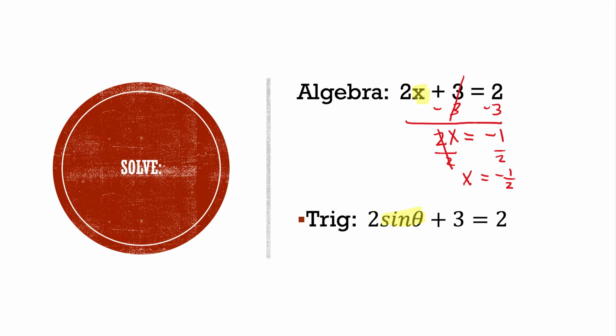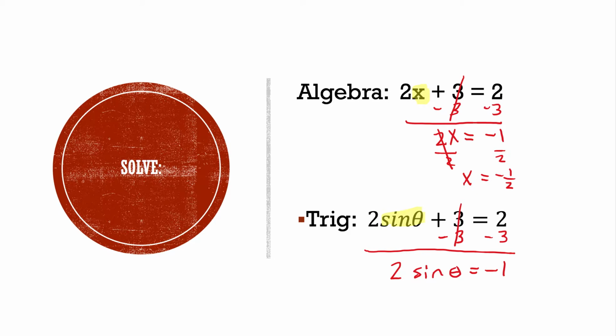So the first thing I want to do is subtract the 3, because my goal is to get that variable, that sine theta, by itself. So we'll do exactly what we did in the algebra equation. The 3's will cancel. We'll be left with 2 sine theta. And then again, 2 minus 3 is negative 1.